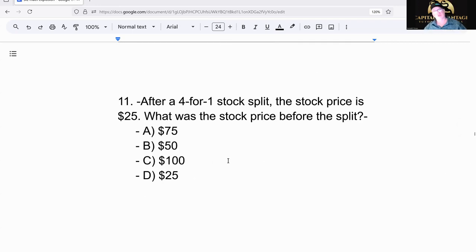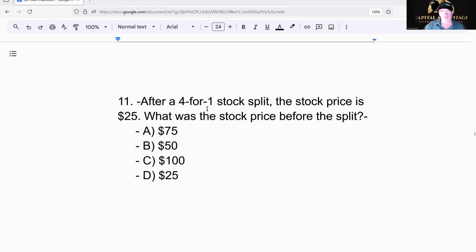After a 4-for-1 stock split, the stock price is 25. That means, remember, after a 4-for-1 stock split, we get 4 for everyone we own. That means the price goes down by a factor of 4. So you're going to multiply. So it'll be 100. Just so you know, it's the opposite. You can even just play around with each one.